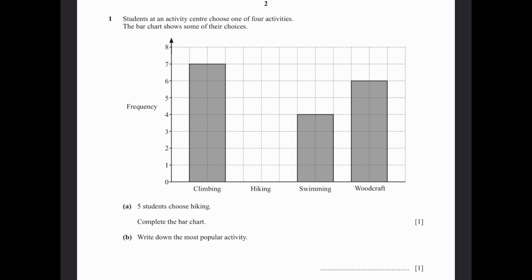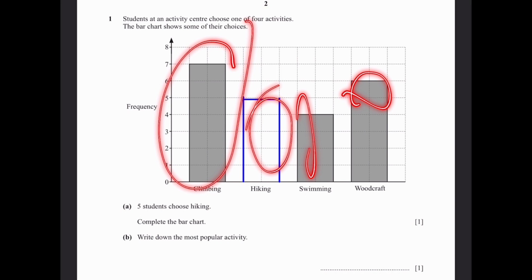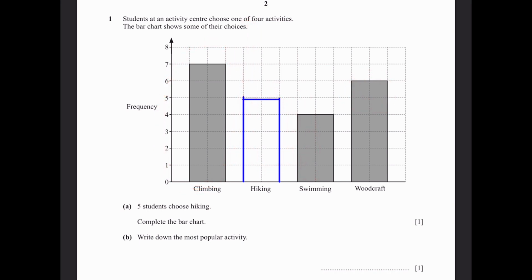So A, we have frequency 5 here, and we need to complete that for hiking. So there'll be a bar something like this. That's the answer. It needs to be 2 units wide because all the others are 2 units wide as well. B, write down the most popular activity. That means it has the highest frequency, which is in this case climbing, with 7.